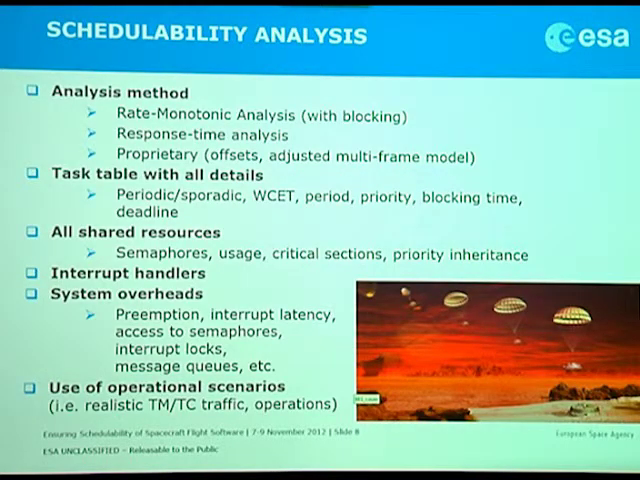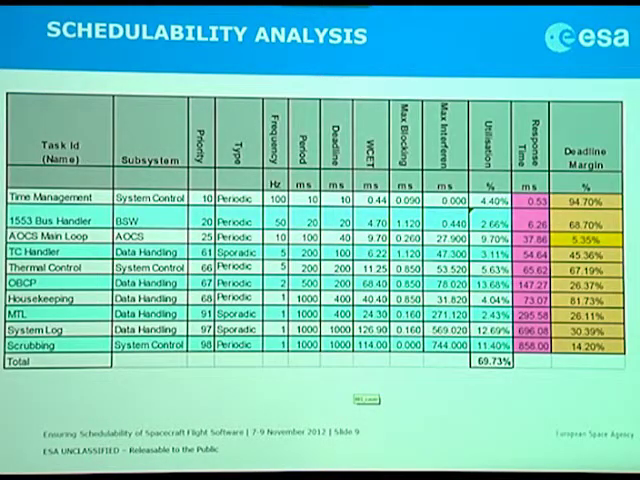In terms of the analysis itself, we use the standard rate monotonic analysis, sometimes with blocking involved as well. So that's the analysis based on how the processor is loaded. But more and more we use response time analysis and also some proprietary models such as tasks with offsets, and we also used something called the adjusted multi-frame model in one case. And then we end up with a table of tasks, which is a standard task table, like something like this.